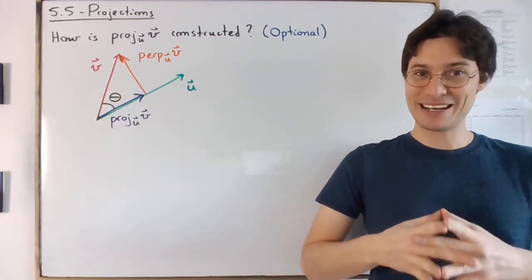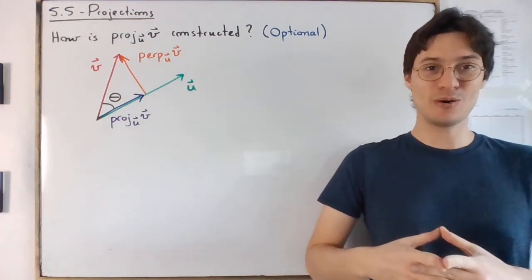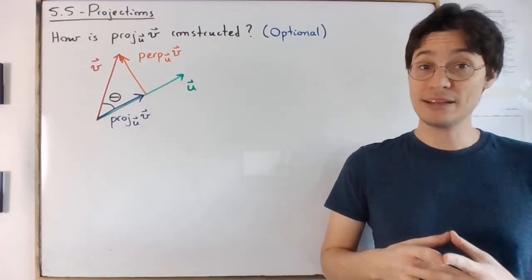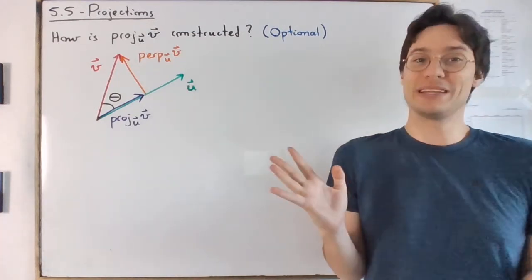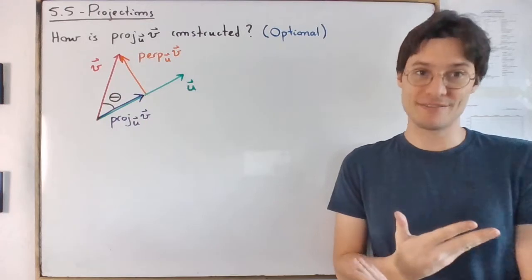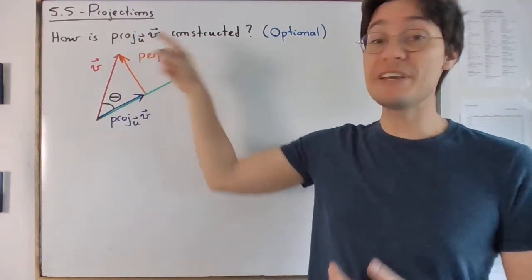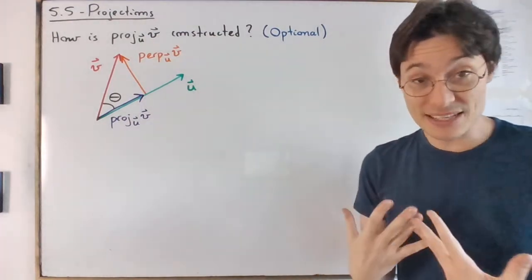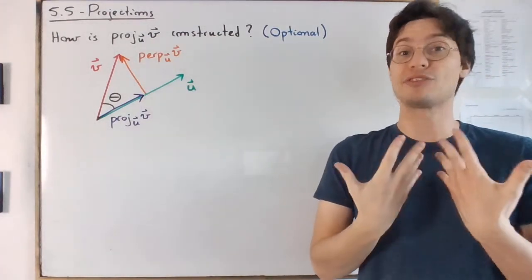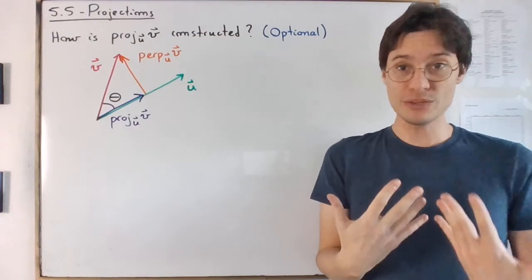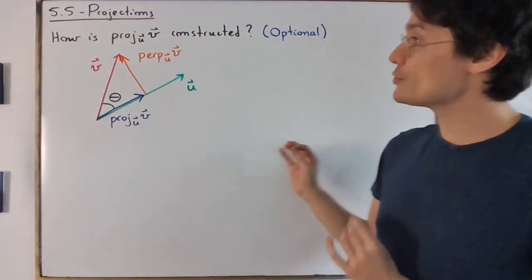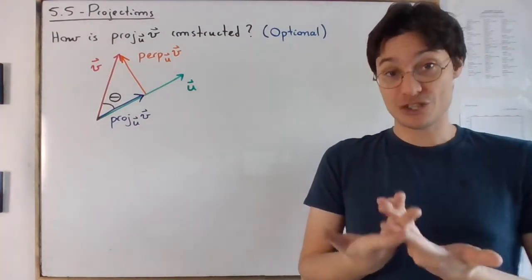Hi linear algebra students. In this video, I will explain a formula that I pretty much just threw at you in class without really justifying it. It's the formula of the projection of v on u. In this video, which is optional, you don't have to watch it or fill in the notes, I'm going to show you how we can actually construct that formula.